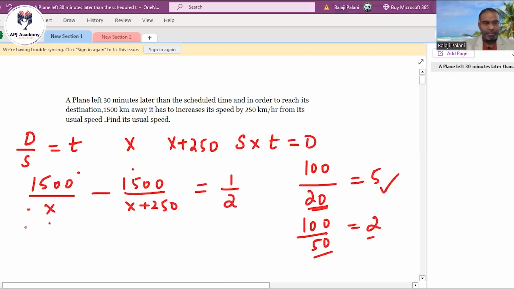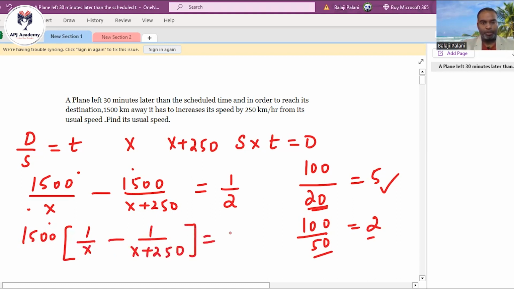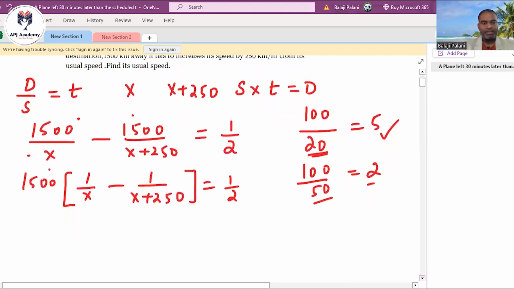Now calculation part. 1500 you can take as a common number outside because அது ரெண்டு termலயும் இருக்கு. So you will have 1 by x minus 1 by x plus 250, which is equal to 1 by 2 on the right hand side. All right, so first step of the calculation start பண்ணியாச்சு.